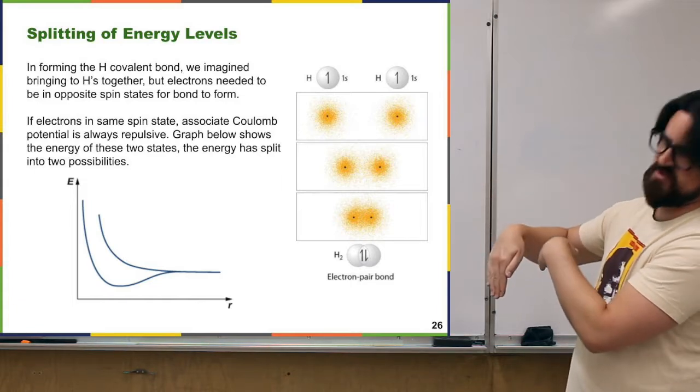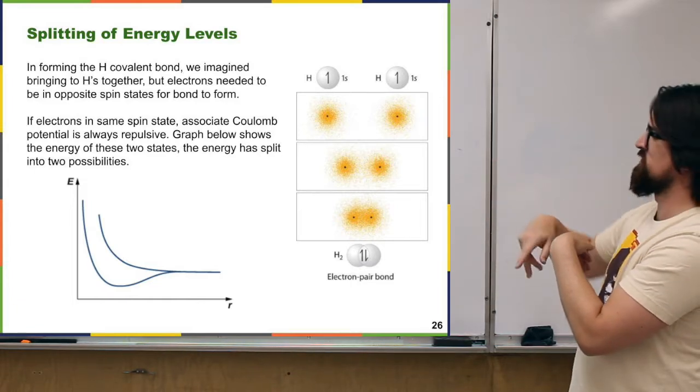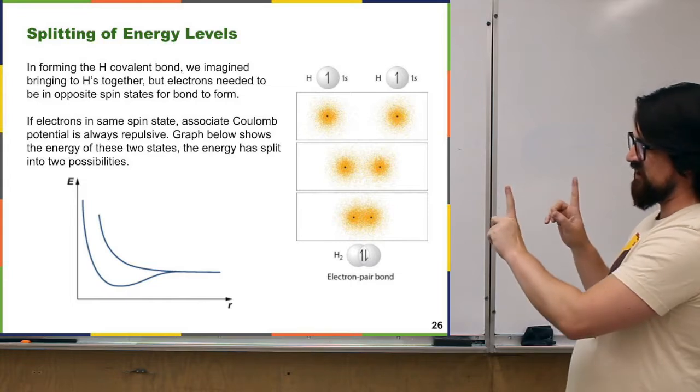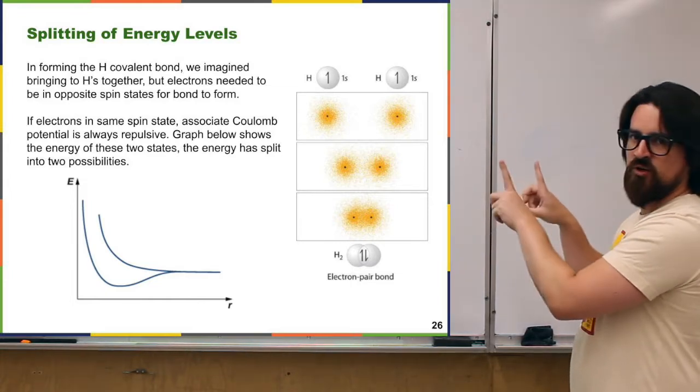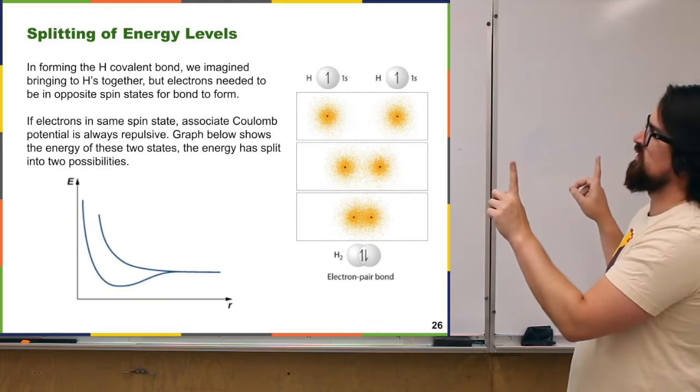There's no place where it dips down and the slope is going downward there at all. So that's indicating that you're trying to put these two spin-up electron orbitals over each other. They don't want to be there. They're going to keep trying to push each other apart.